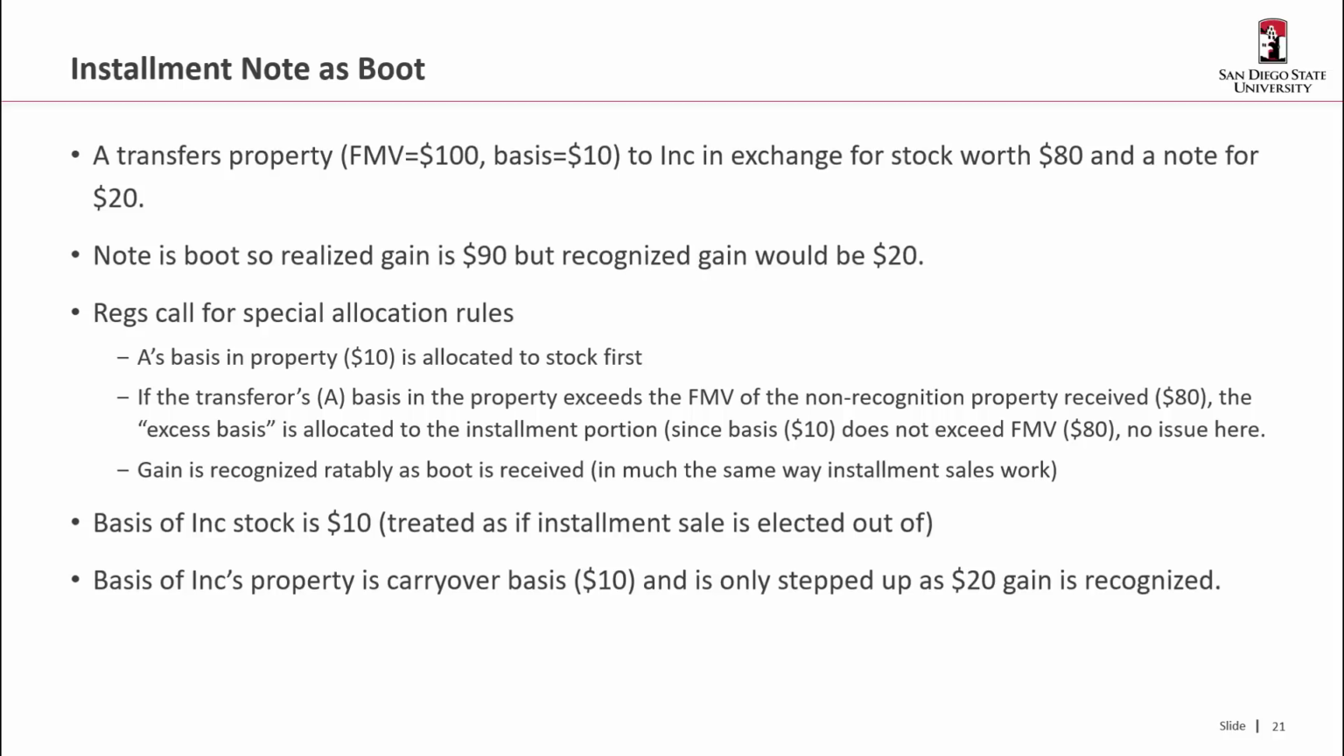And that gain would be recognized ratably as boot is received, in much the same way that an installment sale works. So the basis of Inc. stock is $10, treated as if installment sale is elected out of. In this case, the basis of Inc.'s property is the carryover basis and is only stepped up as the $20 gain is recognized.